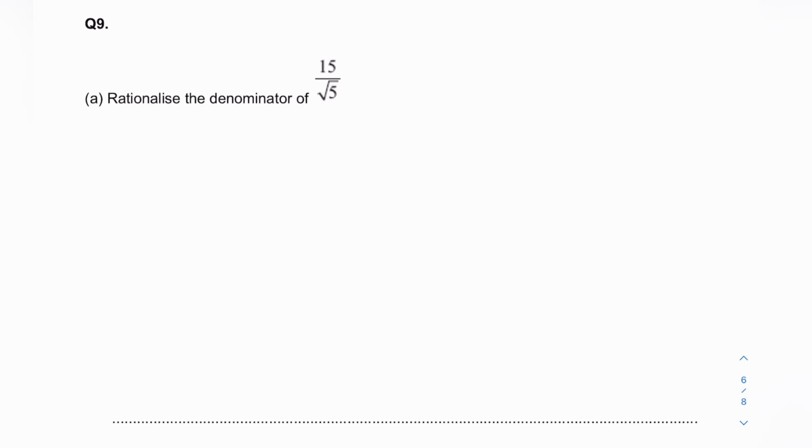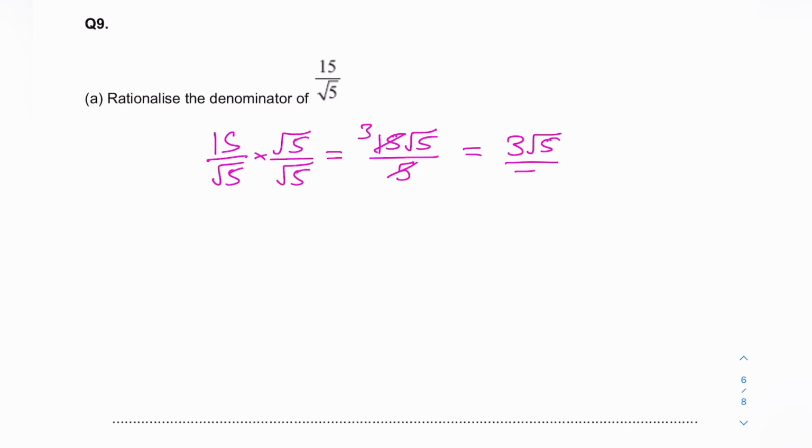Again, another one to practice these key skills. So here we're multiplying both top and bottom by root 5 over root 5. That leaves us with 15 lots of root 5 on the top on our numerator and 5 on our denominator. 15 divided by 5 is the same as 3, so our final answer is 3 root 5.